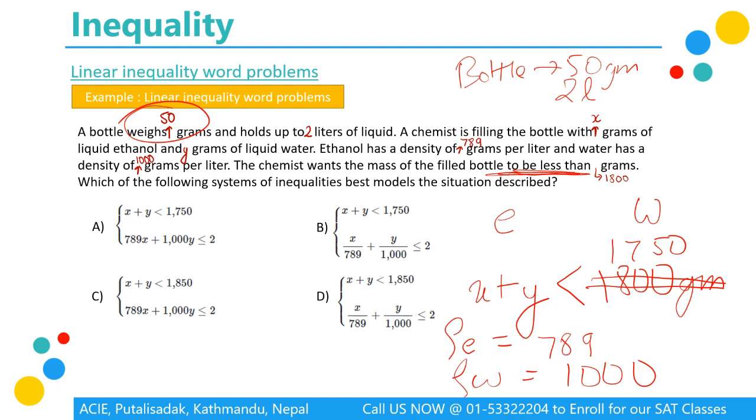This we will look at in our given options. So in A, our first equation is correct. B is also correct. C and D, however, have the first equation wrong. So there is no way C or D could be our answers.